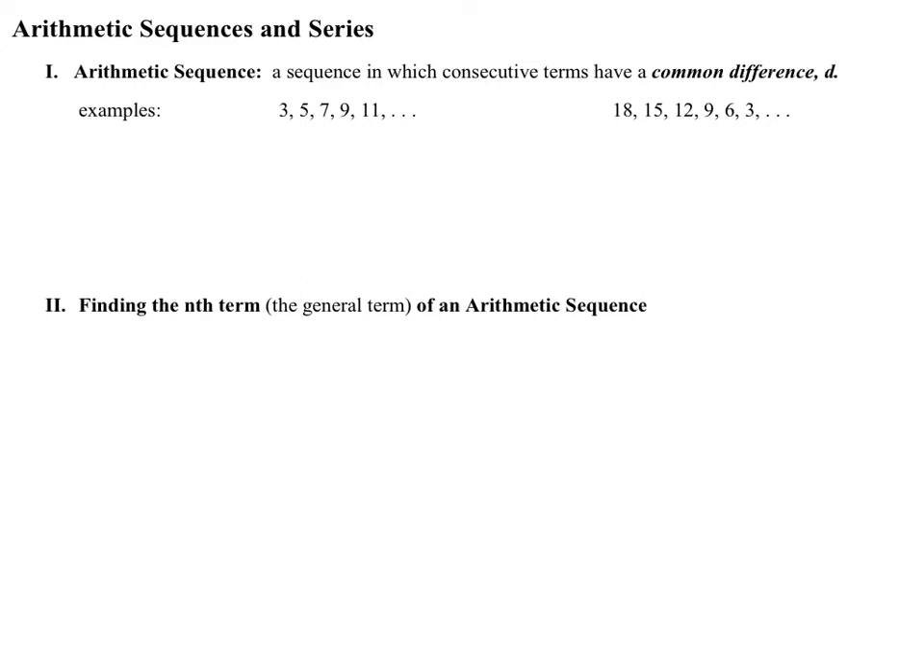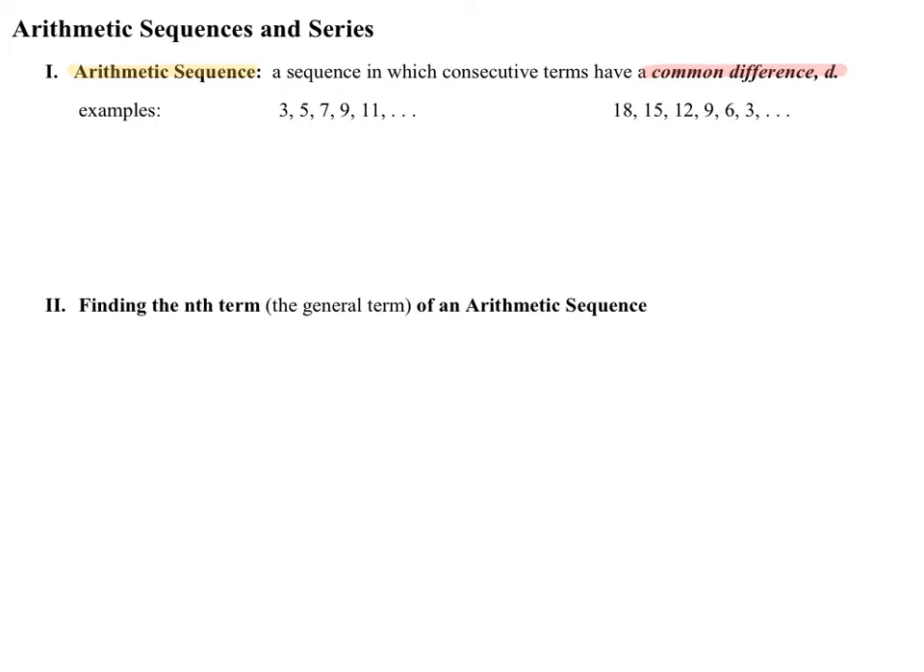In this video, we're going to take a look at a special type of sequence, which is called an arithmetic sequence. So our definition here says that an arithmetic sequence is a sequence in which consecutive terms have a common difference, and we call that common difference D. So let's shed some light on this definition and see if we can unpack it and understand what it means by looking at these two examples of arithmetic sequences.